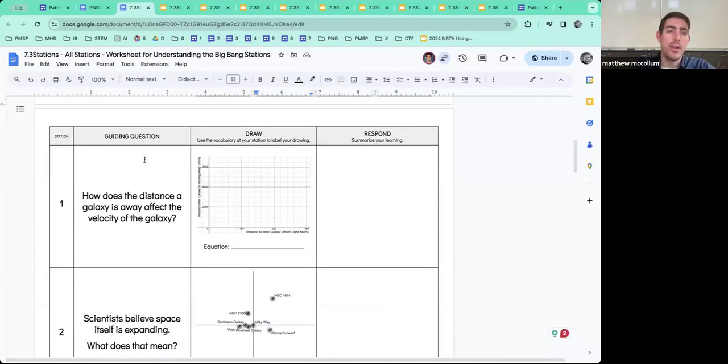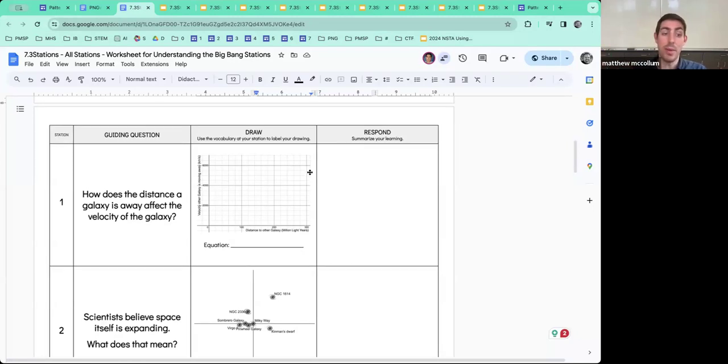In that station, they're looking at how the distance of a galaxy affects its velocity. And that's pretty surprising, that just because something's further away, it's moving faster. So what does that mean? Why is that? Scientists believe the universe is expanding. What does that mean? And so this is station 2.